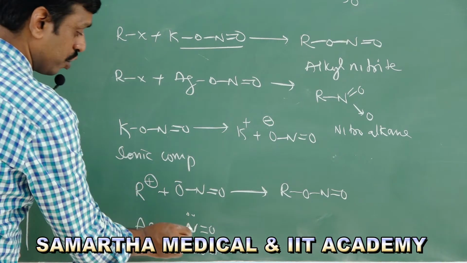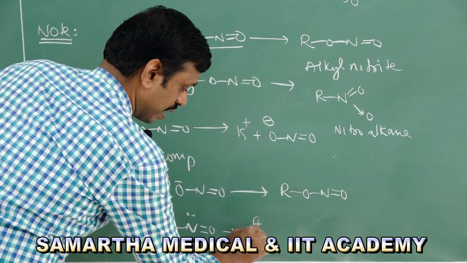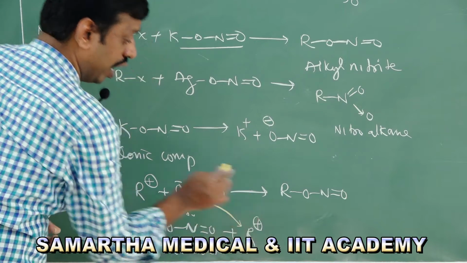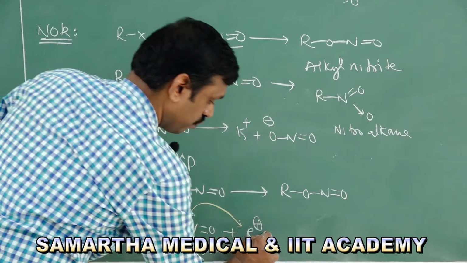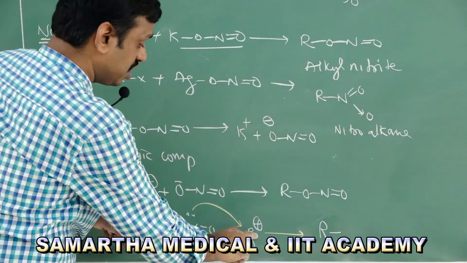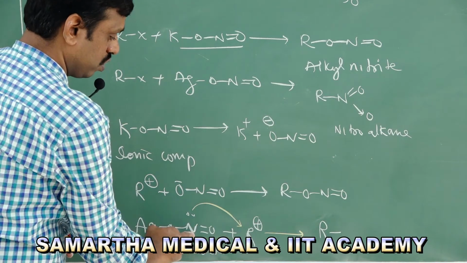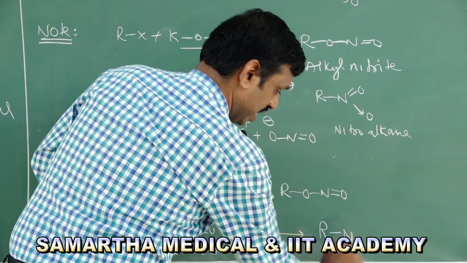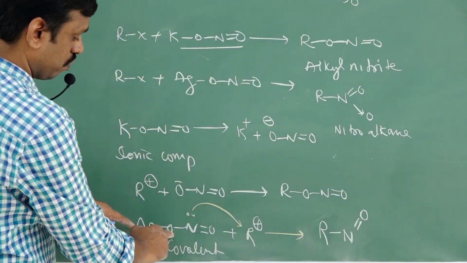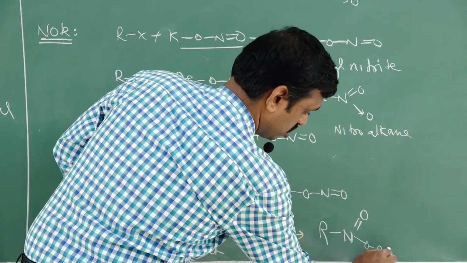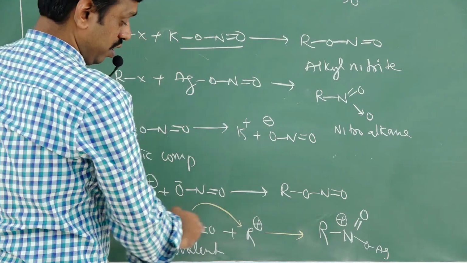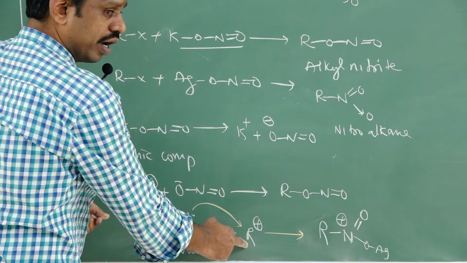But here nitrogen has one lone pair. Therefore, this lone pair is donated to the R plus carbocation. Then it forms the first intermediate. This R is as it is, and R is bonded to nitrogen like this. Now this nitrogen with the double bond is as it is, and this nitrogen has OAg. Now this carries a positive charge. Nitrogen gets a positive charge because nitrogen has donated its lone pair to R plus.